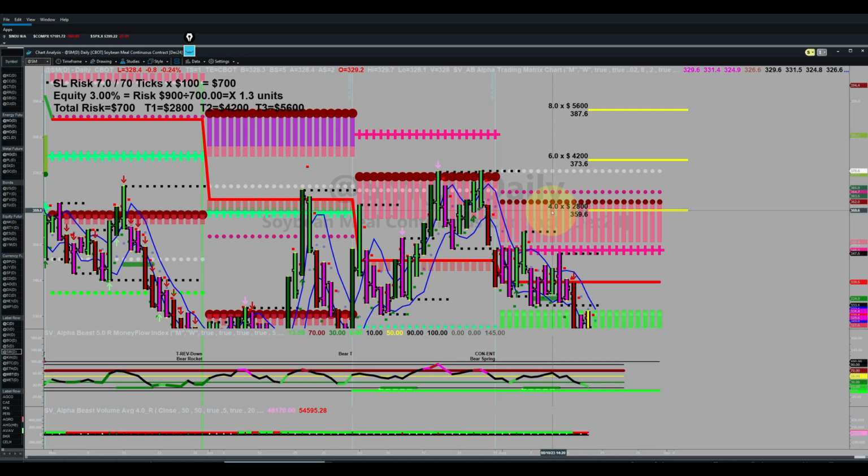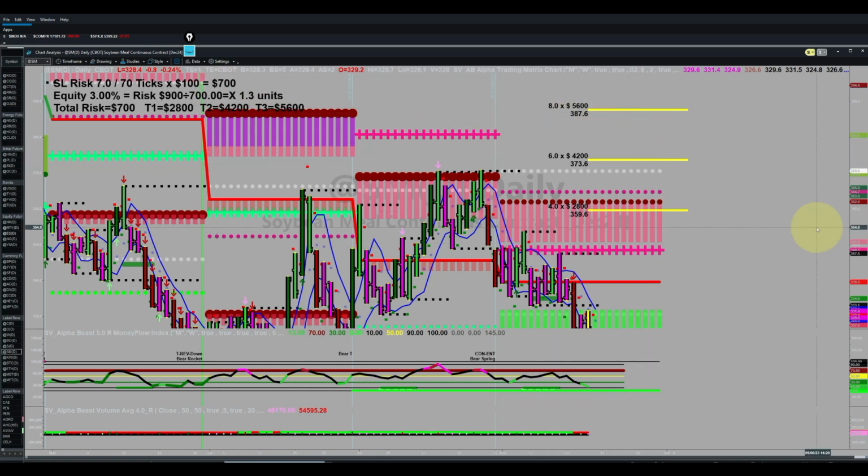So this is what's called a risk to reward ratio of 4, which means if you risk 1, you make 4. Over here is 6.0, which means if you risk 1, you make 6 times your risk. That's why 6 times 7 is $4,200. And the one above it would be 8 times risk. So if you're risking 700 times 8, that would be $5,600.